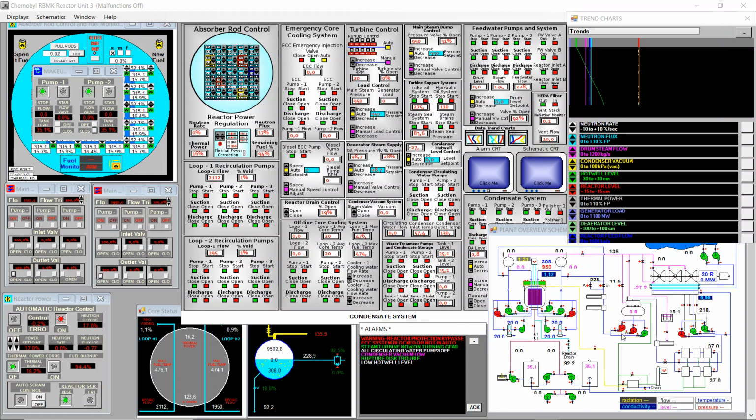So just wait. And now I will reduce the power set point to 15%. 17 is a bit too high for the purpose of this simulation. Sorry, too high. 17 was too high. Okay, hot well level is out of the trend chart.